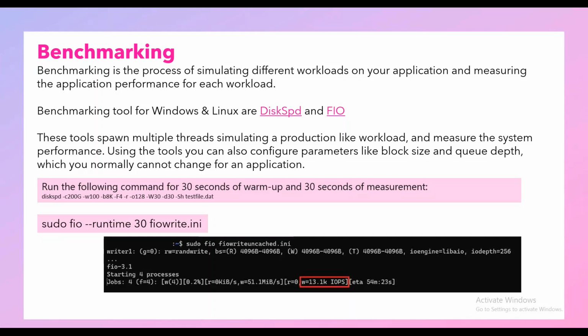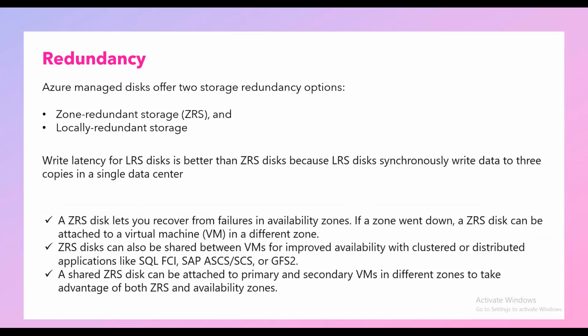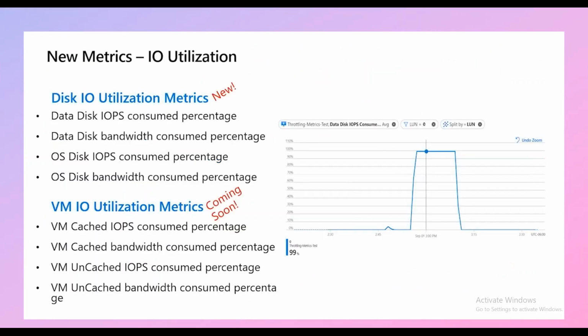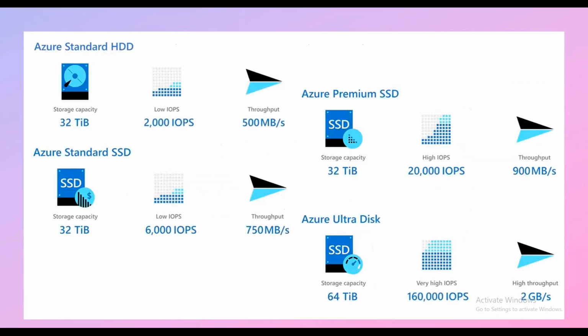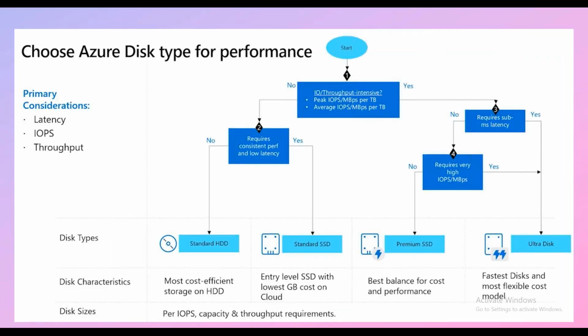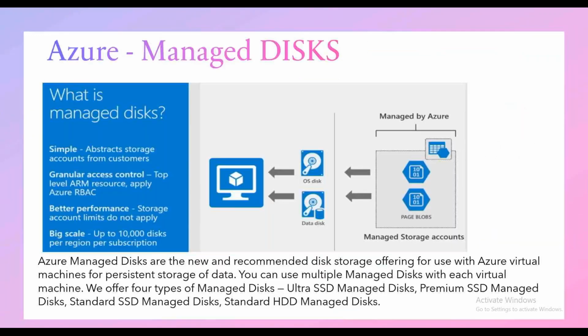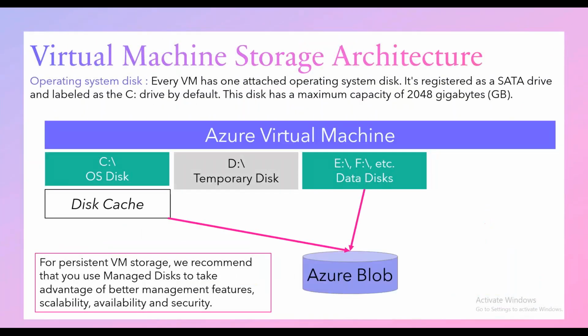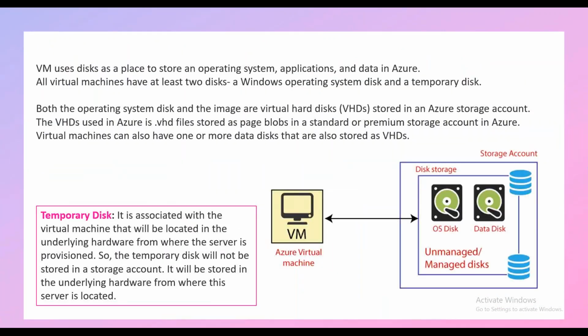So benchmarking, billing, redundancy, the optimization, the bursting option, and then the capping option, plus the different types of disk. All these things play a major role in choosing the disk. Not just this, as I told you, you should always go for managed disk, and also you should choose SSD in new deployments as much as possible.